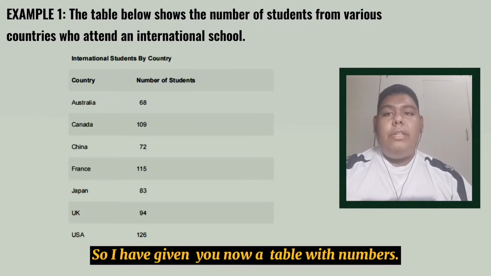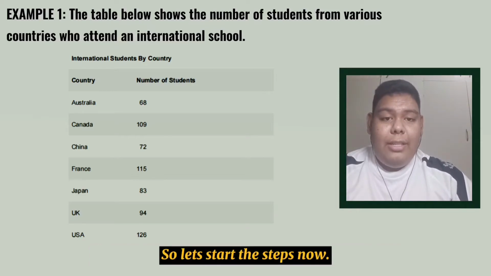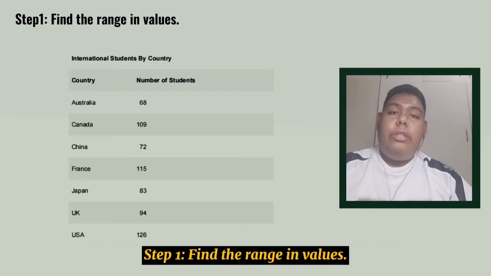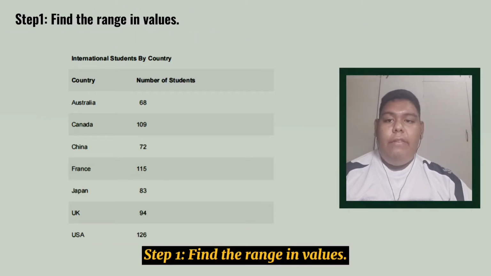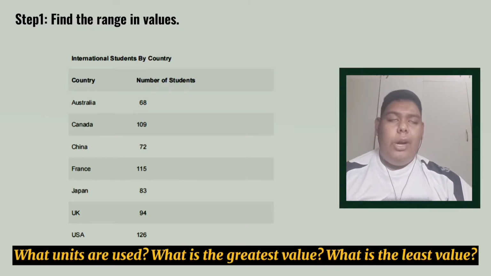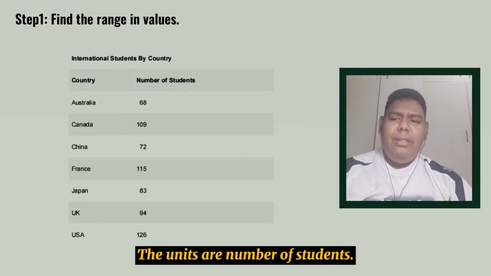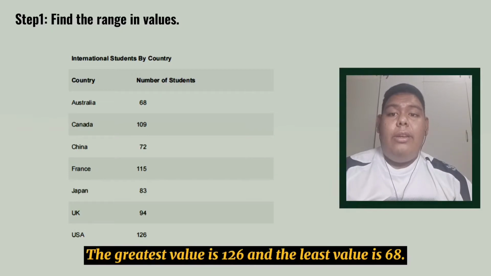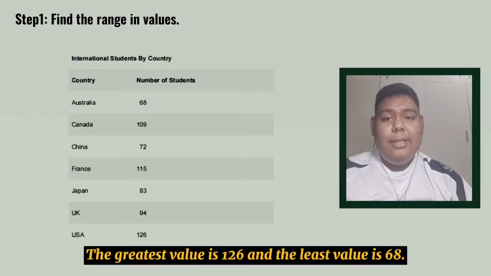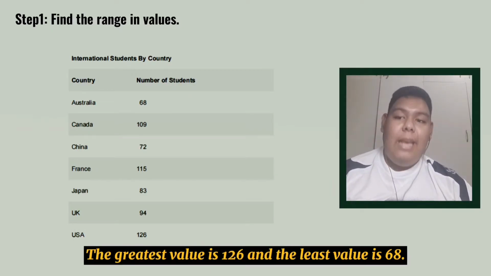So I have given you now a table with numbers. So let's start the steps now. Step 1, find the range in values. What units are used? What is the greatest value? What is the least value? The units are numbers of students. The greatest value is 126, and the least value is 68.